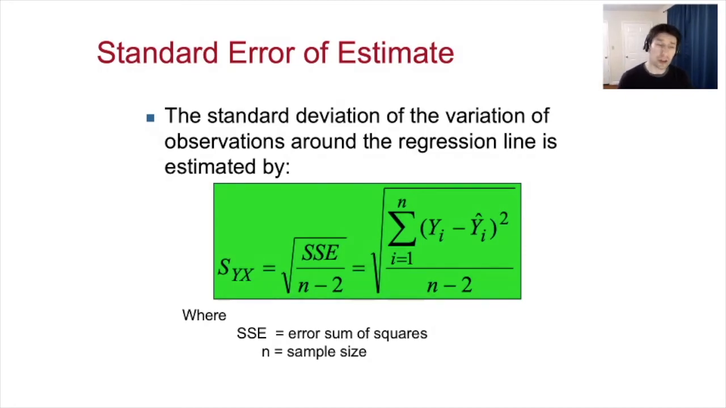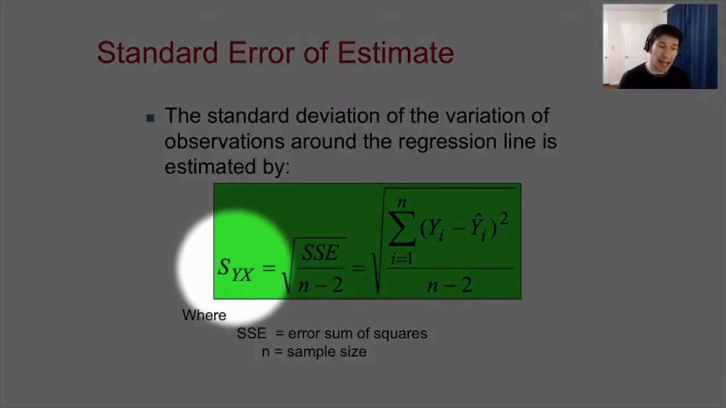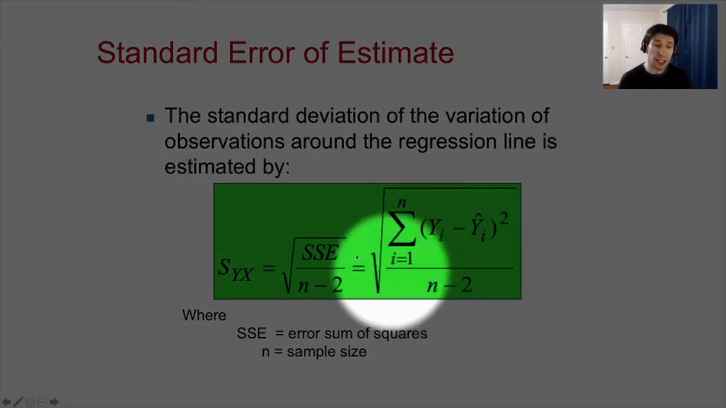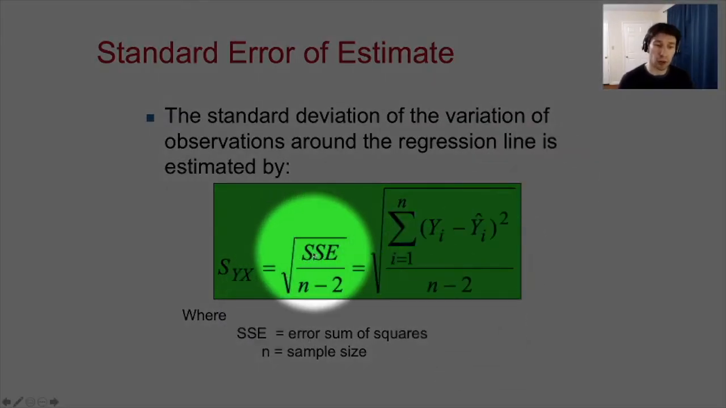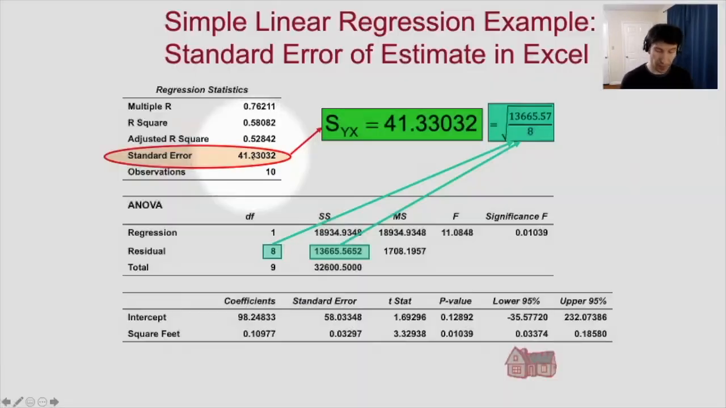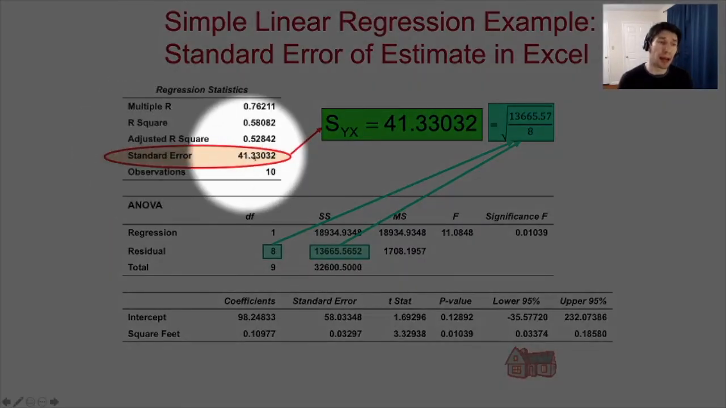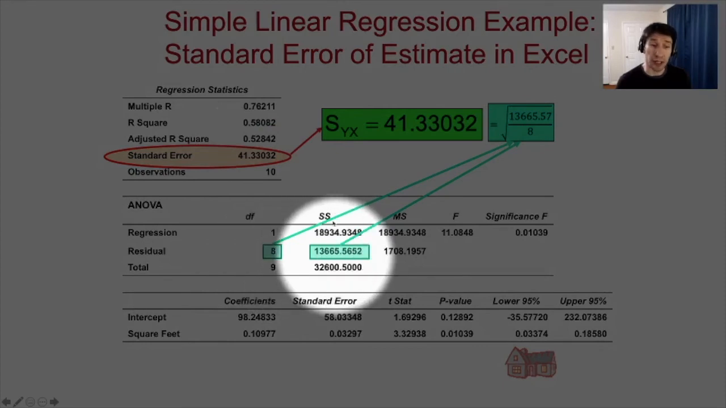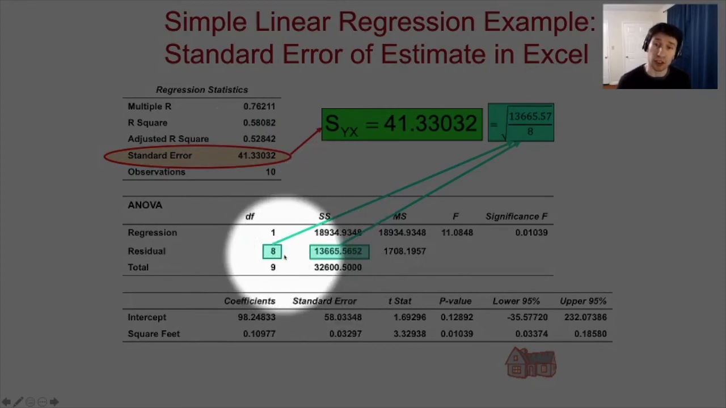So the standard error of the estimate, we call it SYX, and it's a measure of how good your estimate is in your regression. Now, this equation may look a little bit unfriendly, but it's simply the square root of your sum of squared errors divided by n minus 2. Again, Excel gives it to you right here in the output, but you can check that it could also be computed right here from the sum of squares and the degree of freedom.